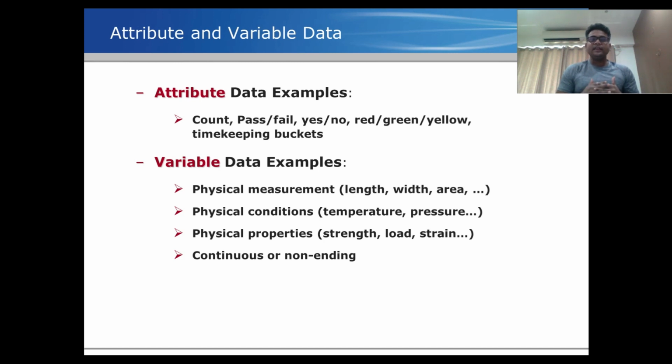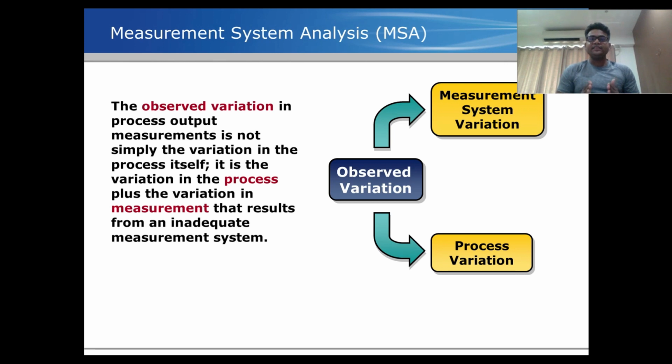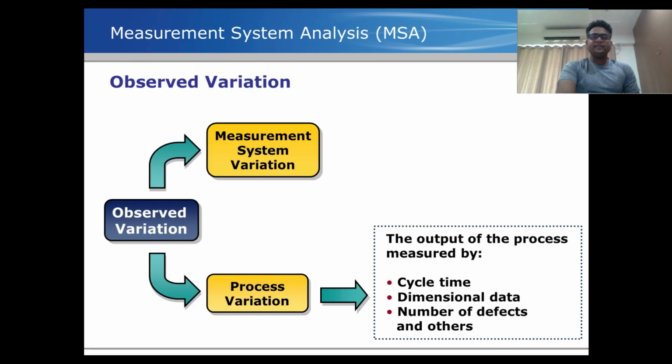Measurement system analysis looks at observed variation, which is due to two types of variation: process variation and measuring system variation. So when you get any output, it depends on both process variation and measuring system variation, not process variation only. Process variation is the output of the process, measured by cycle time, dimensional data, number of defects and others.